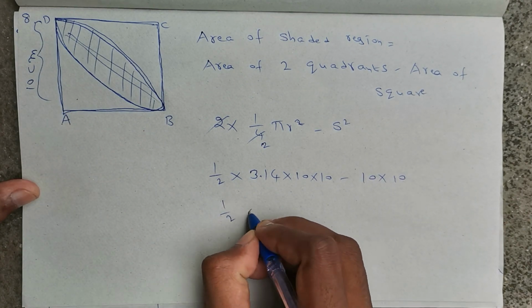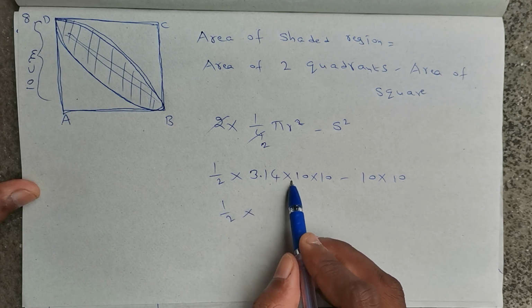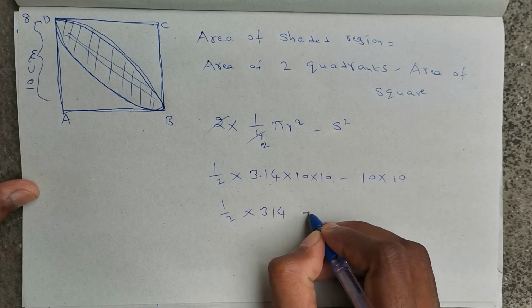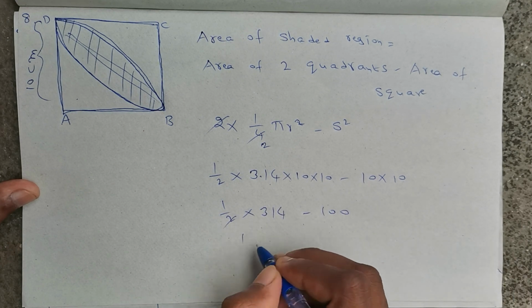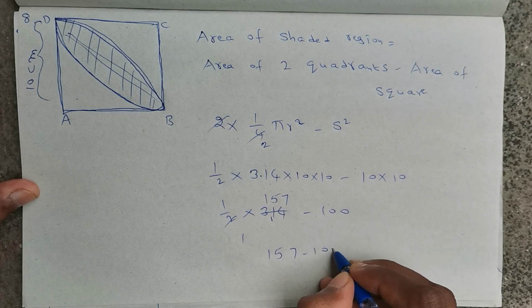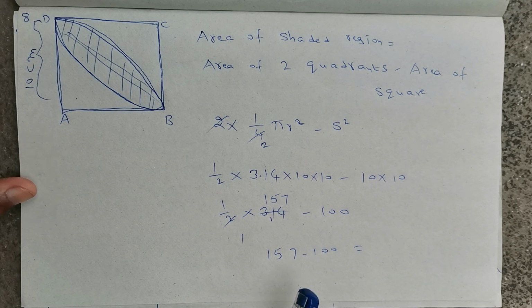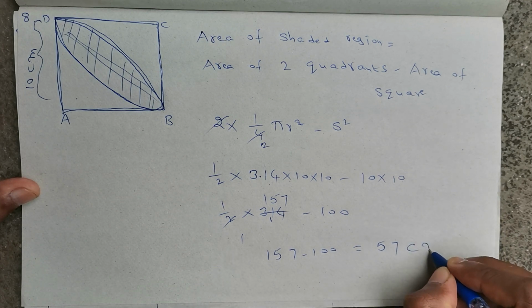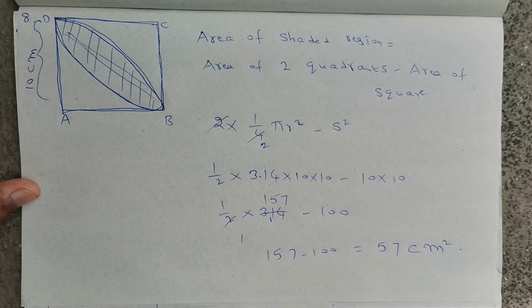So 1 by 2 into 3.14 into 10 tens are 100. 3.14 into 100, 314, minus 10 tens are 100. 2 ones are 2, 2 5s are 10, 2 7s are 14. So 157 minus 100. 157 minus 100 is nothing but 57. We are finding the area and all the measurements are in centimeters, so this is centimeter square. So the area of this shaded part is 57 centimeter square.